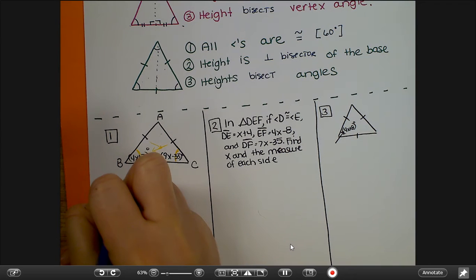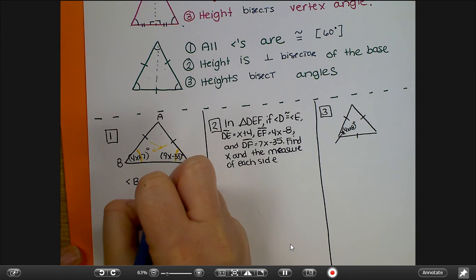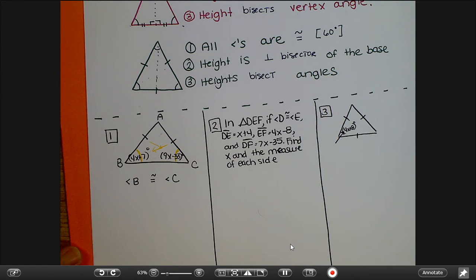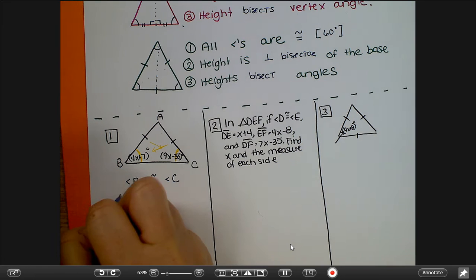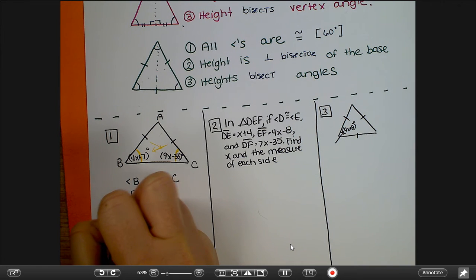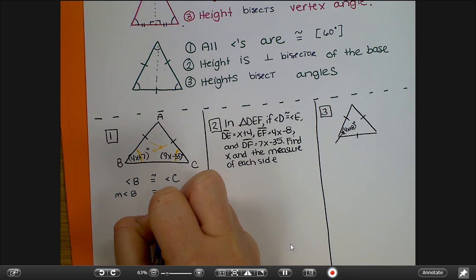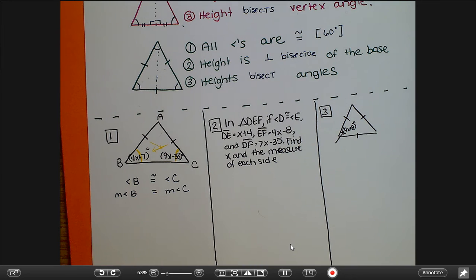Congruent means equal, which means, so I'm going to write it like this. Angle B is congruent to angle C. If you want to change it to equals, it would kind of look like the measure of angle B is equal to the measure of angle C. That's how congruent and equal are related.